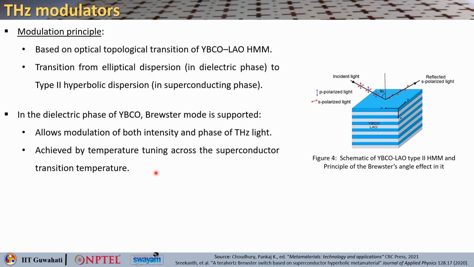This can be achieved by temperature tuning across the superconductor transition temperature. So, playing with TC is an important role. As you understand, the dielectric phase of the YBCO is basically working for you here. So, you can modulate the phase and intensity of the terahertz light using this concept.